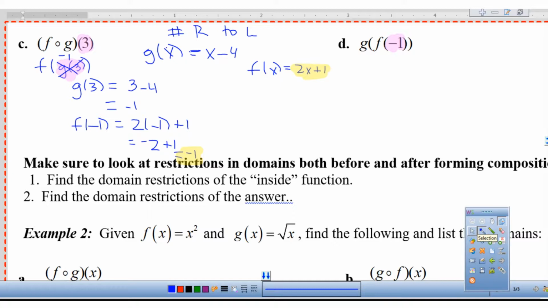Yes, sir? So for the answer, we don't have to rewrite it? Like rewrite the f of... No, you can write it just like that. Just like that is great.